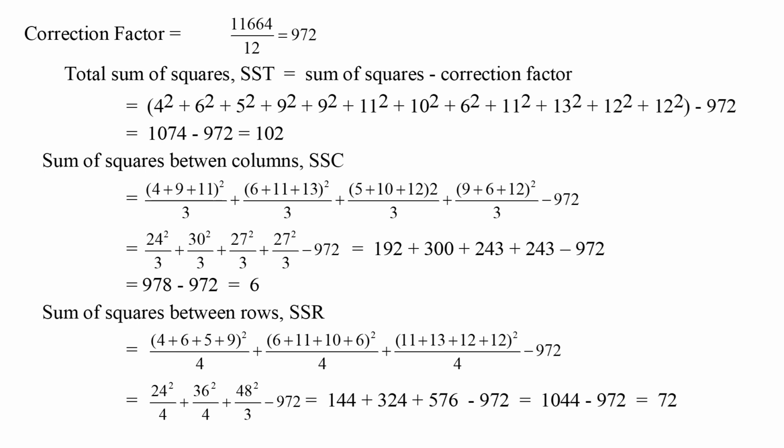Total sum of squares, SST equals sum of squares minus correction factor, equals 1074 minus 972, equals 102. Sum of squares between columns, SSC, equals 192 plus 300 plus 243 plus 243 minus 972, equals 978 minus 972, equals 6. Sum of squares between rows, SSR, equals 144 plus 324 plus 576 minus 972, equals 1044 minus 972, equals 72.